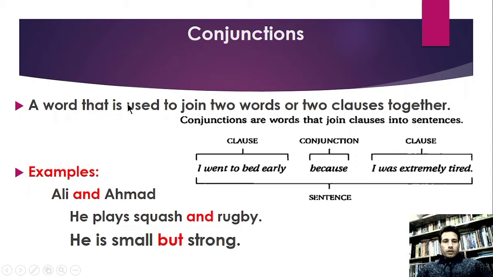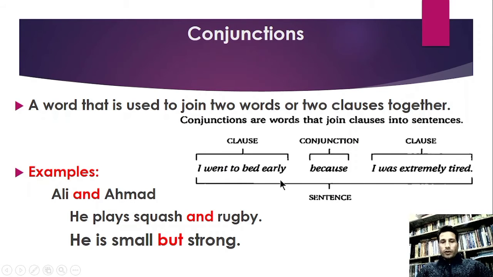Conjunction is a word that is used to join two words or two clauses together. So the very basic function of conjunction is that it joins two words or two clauses together. For example, we have I went to bed early. I was extremely tired. We have two clauses here. I went to bed early and I was extremely tired.